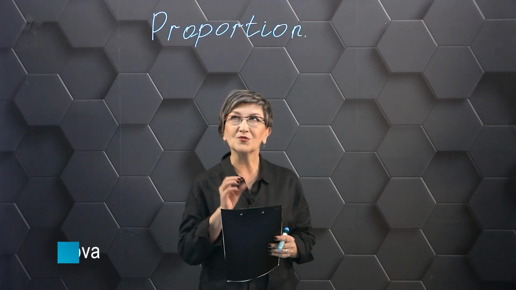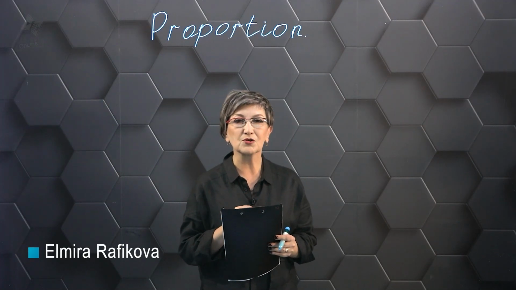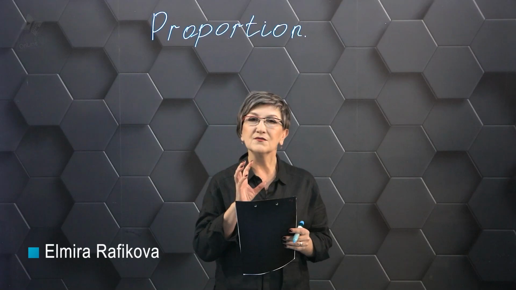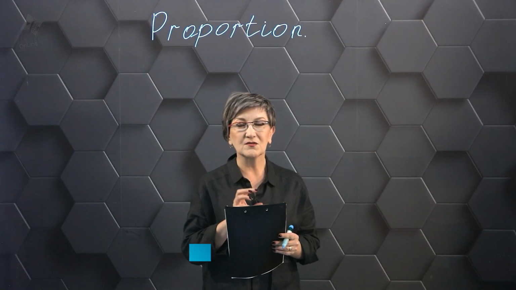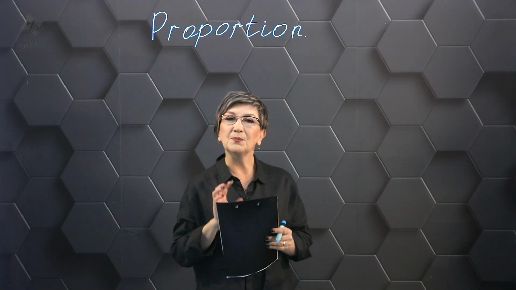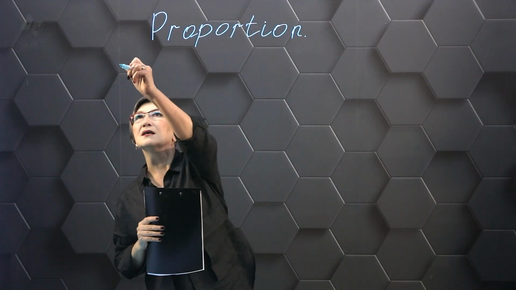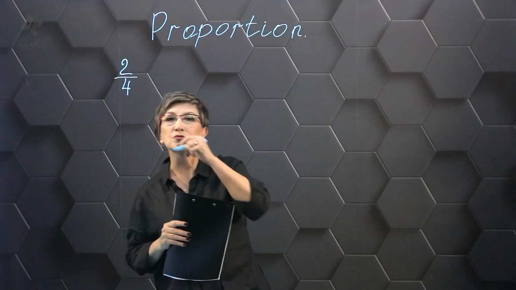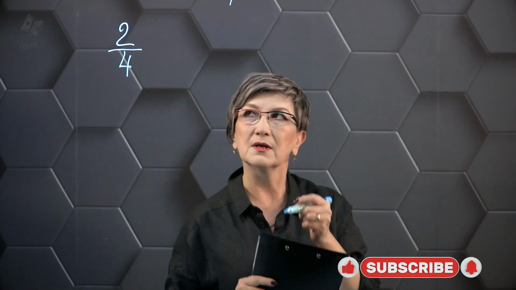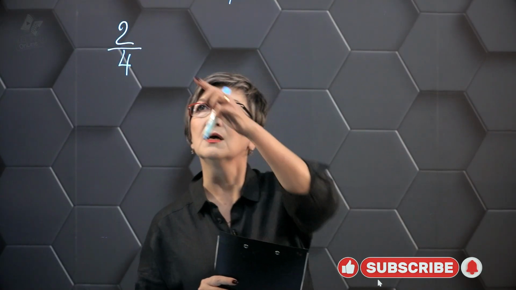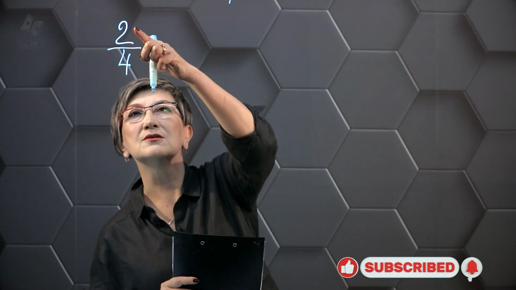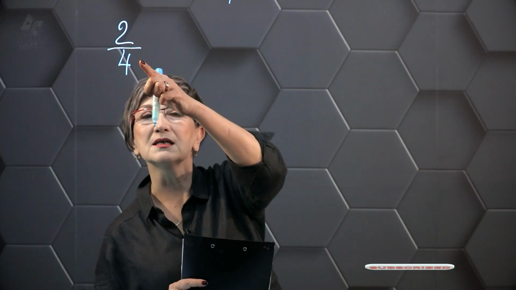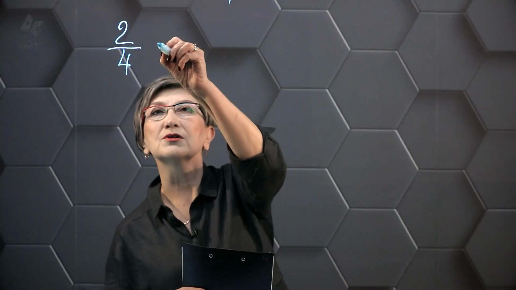Hello, today in our lesson we are going to look at the concept of proportion. To do this, we're going to remember how to write a fraction and perform an action. If I write down the fraction 2/4, then I can reduce the fraction. In order to reduce the fraction, I must divide the numerator and denominator by the same number. 2 and 4 can be divided by 2. The result will be a new fraction.